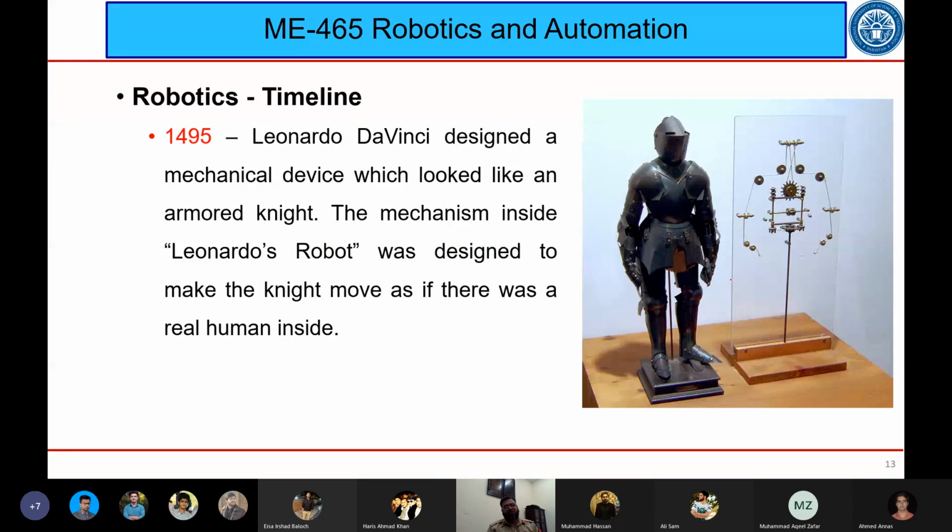In 1495, actually the first thing which was termed as a robot, Leonardo da Vinci designed a mechanical device which looked like an armored knight. The mechanism inside Leonardo's robot was designed to make the knight move as if there were a real human inside.